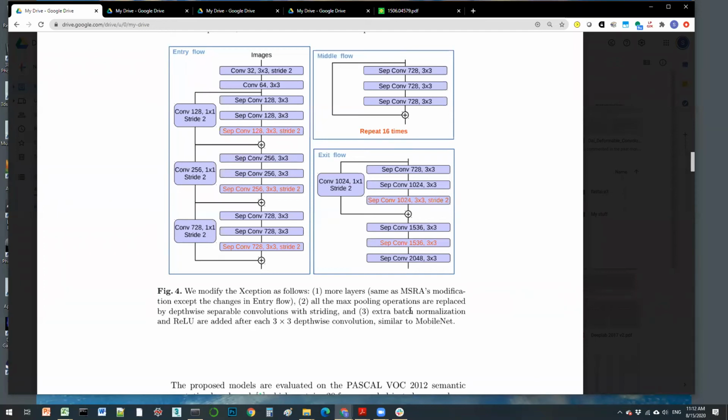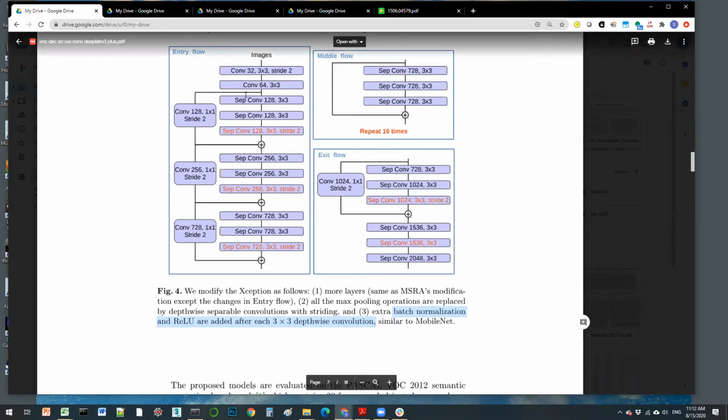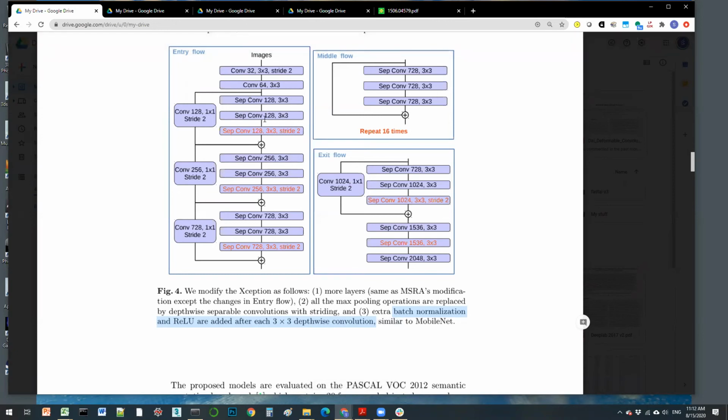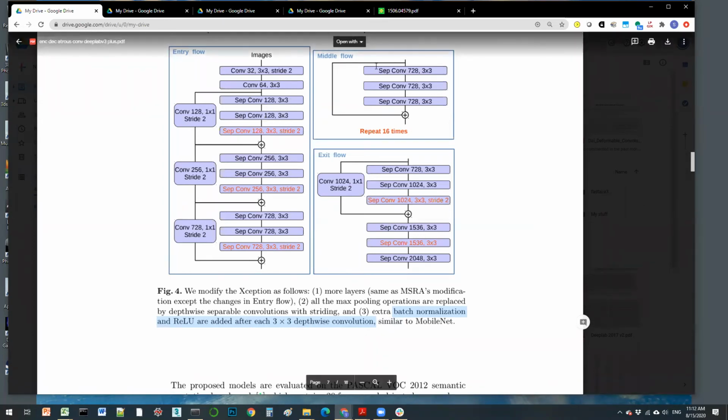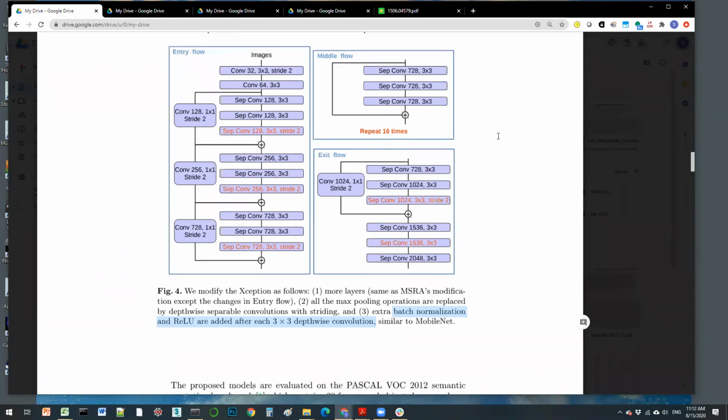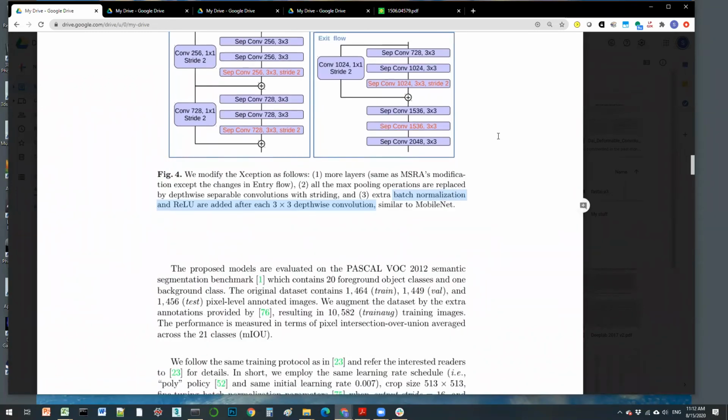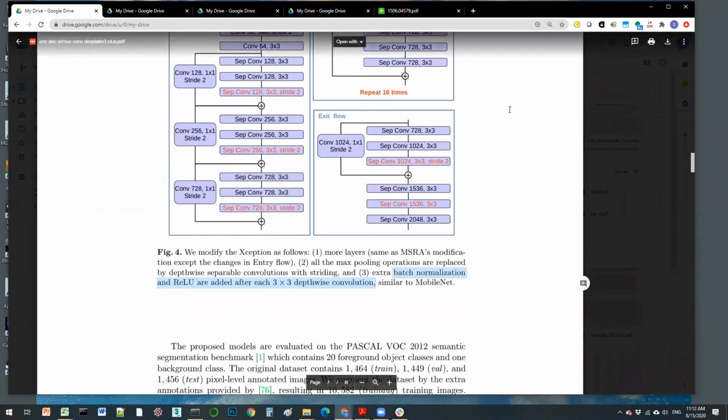But the key thing they also seem to benefit from, which they do not call out in the DeepLab v3 paper, is that they do extra batch norm and ReLU after each 3x3 depthwise separable convolution. So what this means is that every single one of these purple things is followed by a batch norm and a ReLU. And then when you repeat this 16 times, there's a batch norm and ReLU after each of these. So that's a lot of computation to go through, and you can see how deep the stack is as well.